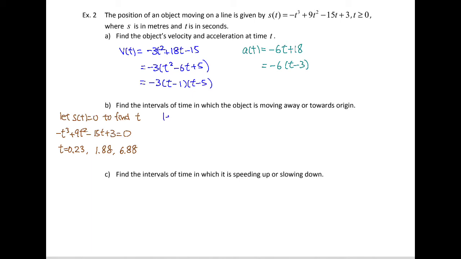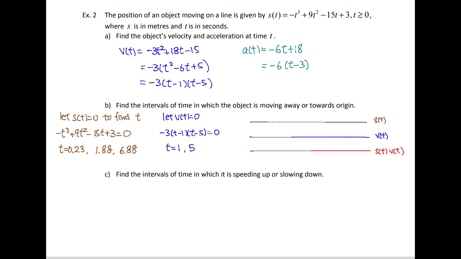Next, let's let v(t) equal 0 to find the zeros. So I'll get negative 3, t minus 1, and t minus 5 equals 0, means t equals 1 or t equals 5. Now let's put it on a number line. So the first one is the position time, the second one is the velocity time, the last one will be the product of those two.